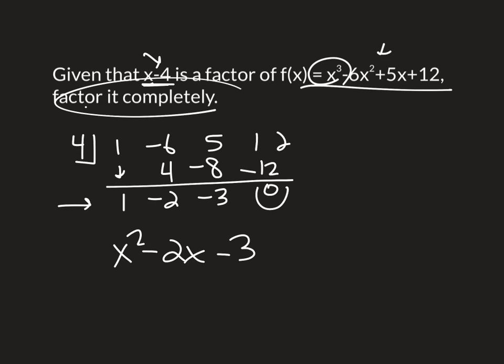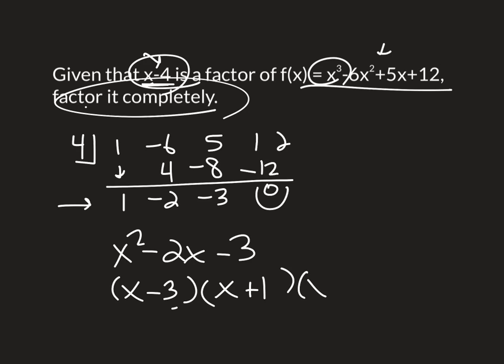And your job is to factor completely. Okay, so I'm going to try to factor this. I'm trying to think of factors of 3 that give me negative 2. And it's obviously x minus 3 and x plus 1. Now, to factor completely, don't forget the first factor. So the factorization of the whole thing is x minus 3, x plus 1, and x minus 4. Okay, and there's your answer.